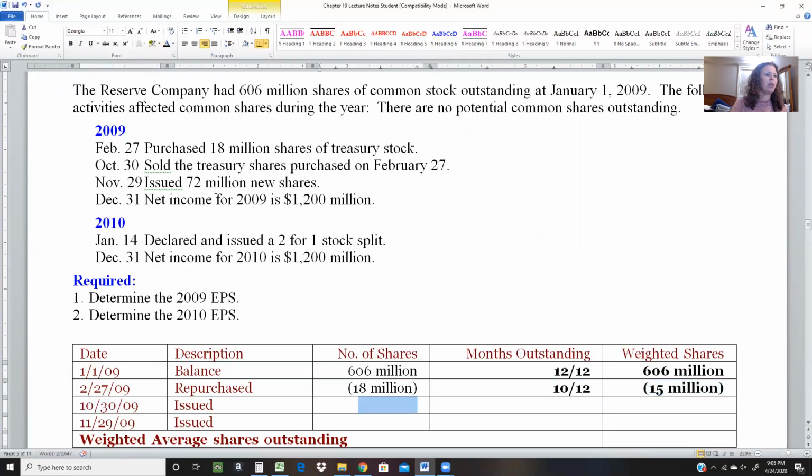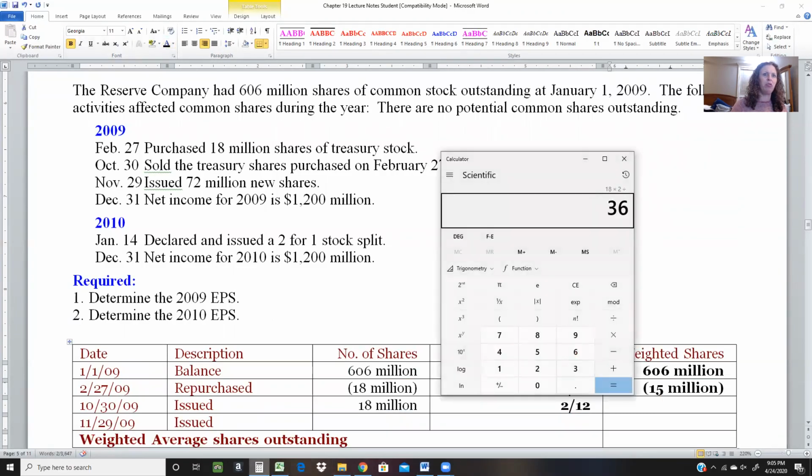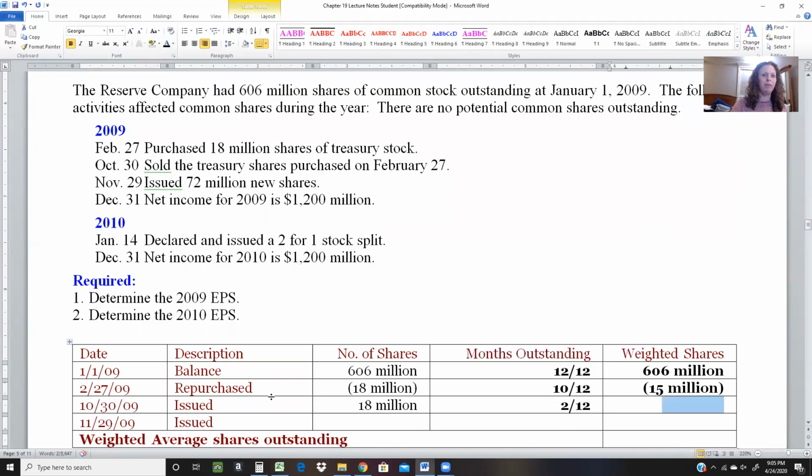Okay. Then we're going to put those 18 million shares back into the market on October 30th. So we're not going to include October because it's almost over, but we're just going to do November, December, 2/12. So 18 million times 2 divided by 12 is 3 million.